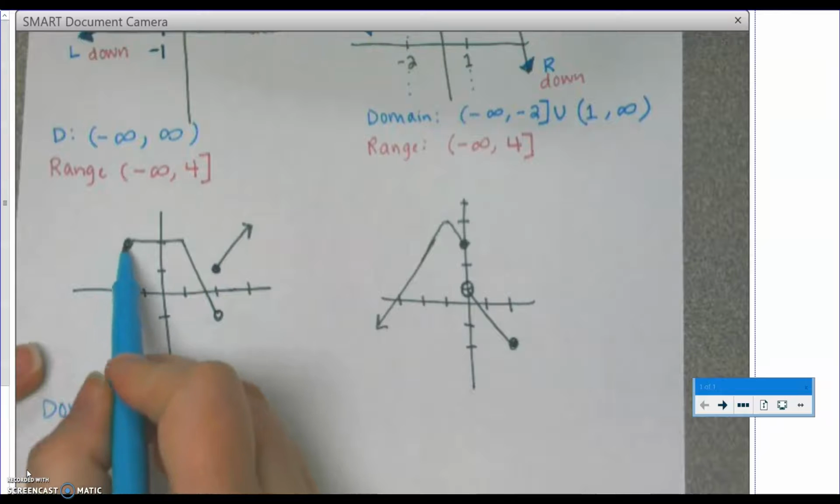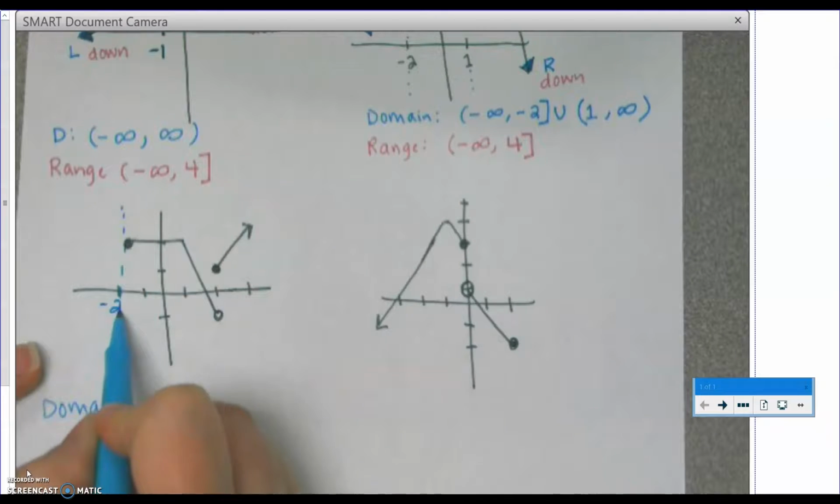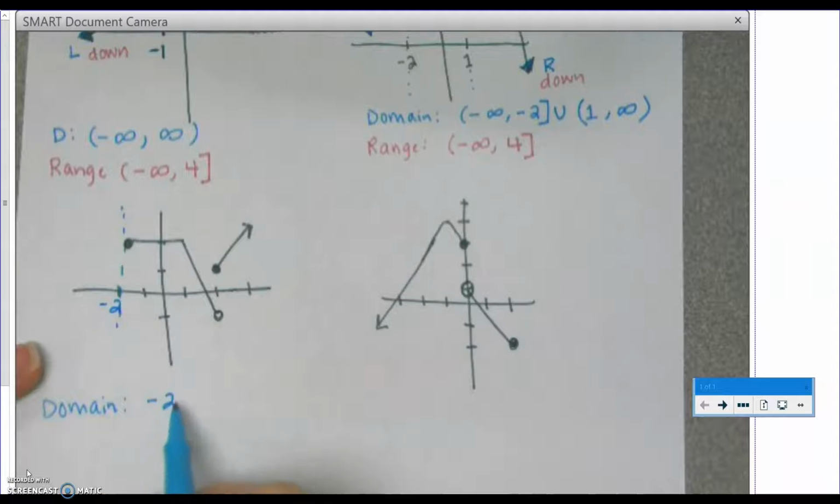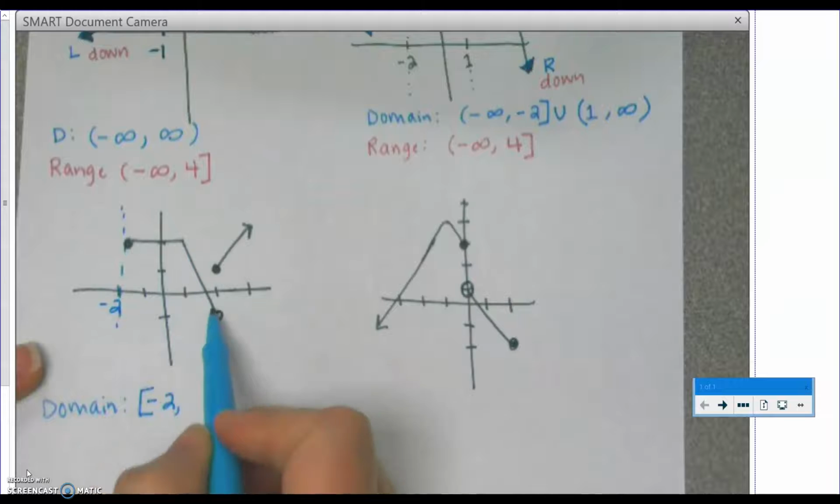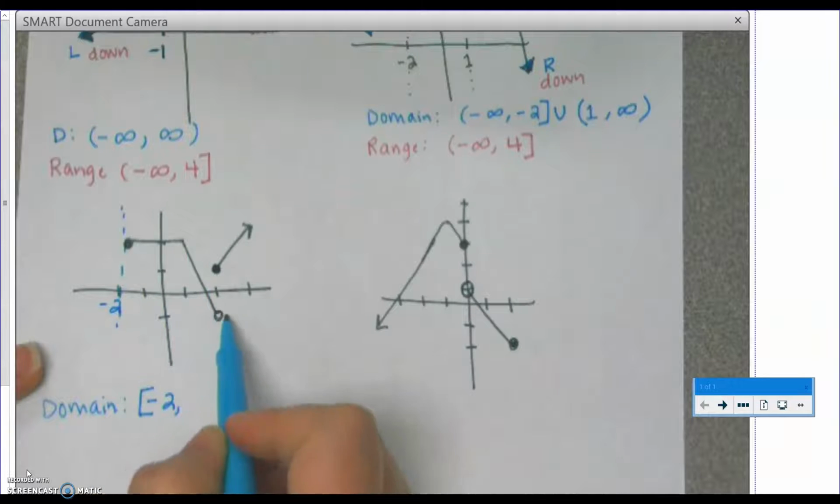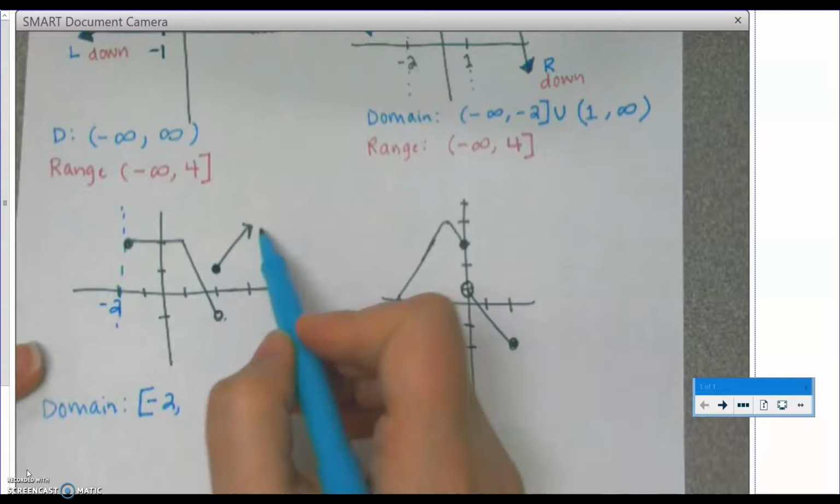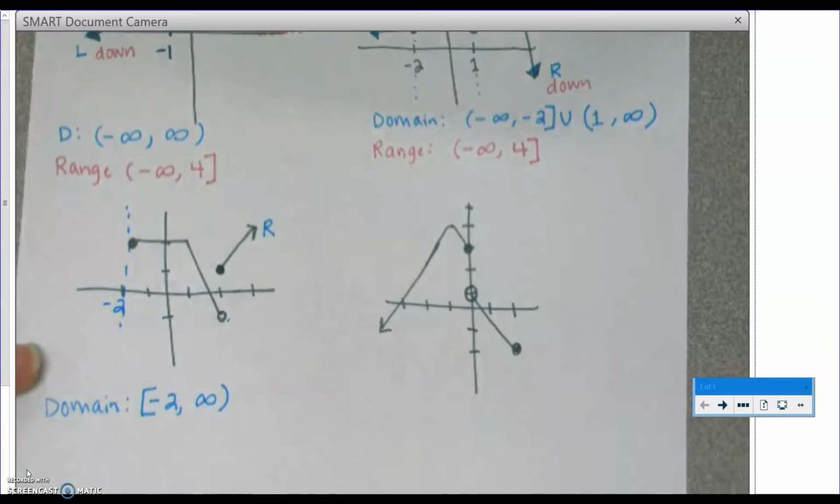The furthest to the left that this graph goes is -2. That's a closed circle, so it gets a closed bracket. And this piece goes up until +2, but then this one picks up where the last piece left off. So I do not have a gap in between my pieces. And I do see that I have an arrow over here to the right, forever and ever and ever.